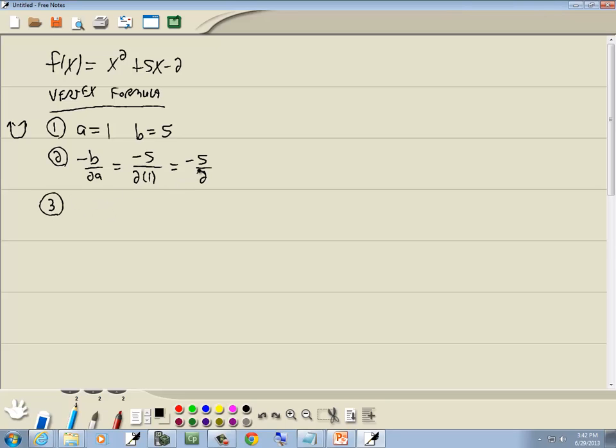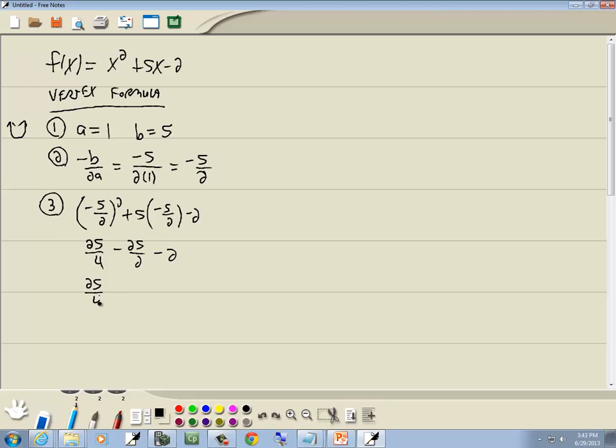Step 3. Take that value we just found and plug it back into the original function everywhere we have an x. So I've got x squared plus 5x minus 2. So I'm going to have negative 5 halves squared plus 5 times negative 5 halves minus 2. That gives us 25 fourths minus 25 over 2 minus 2.